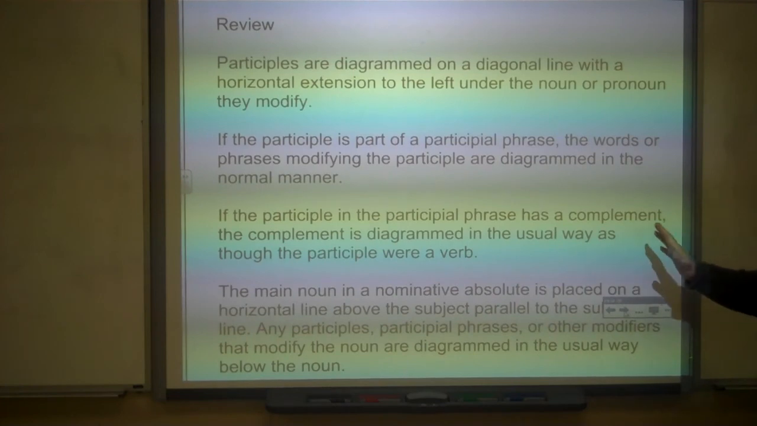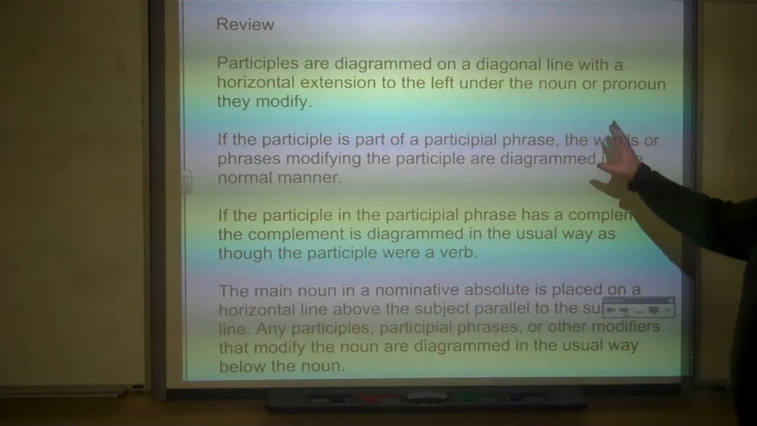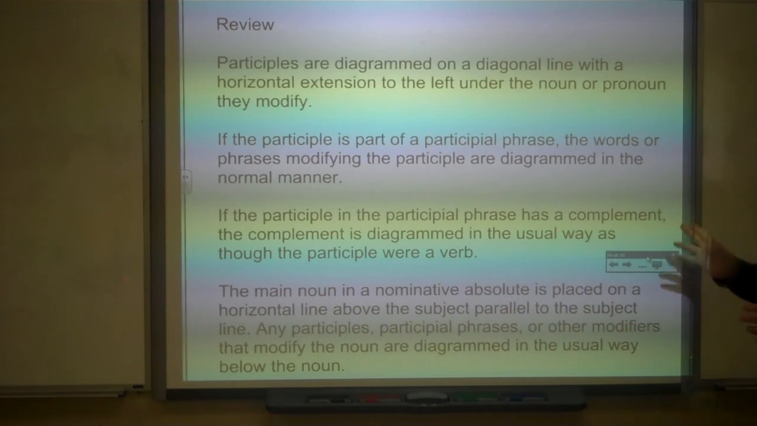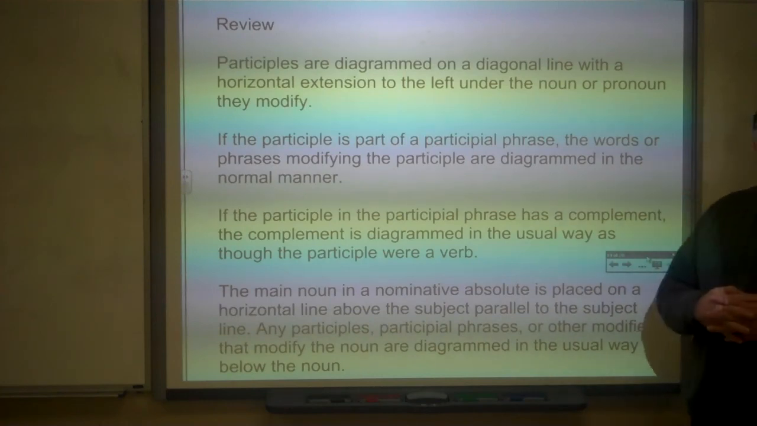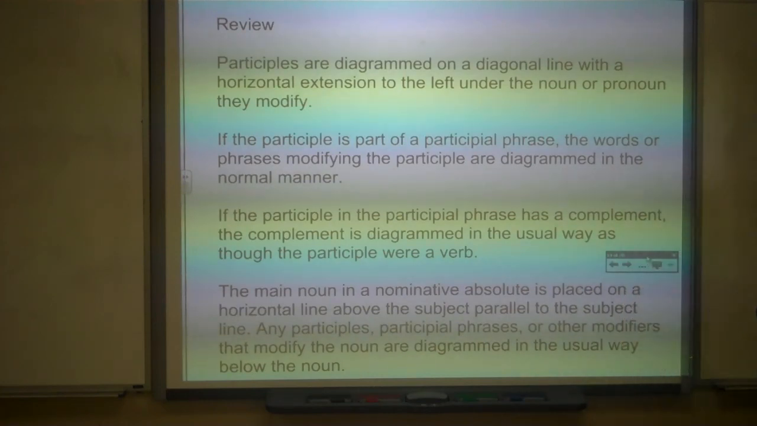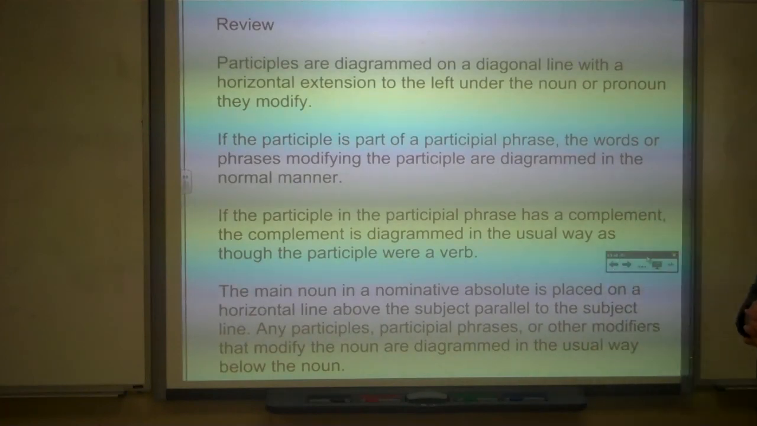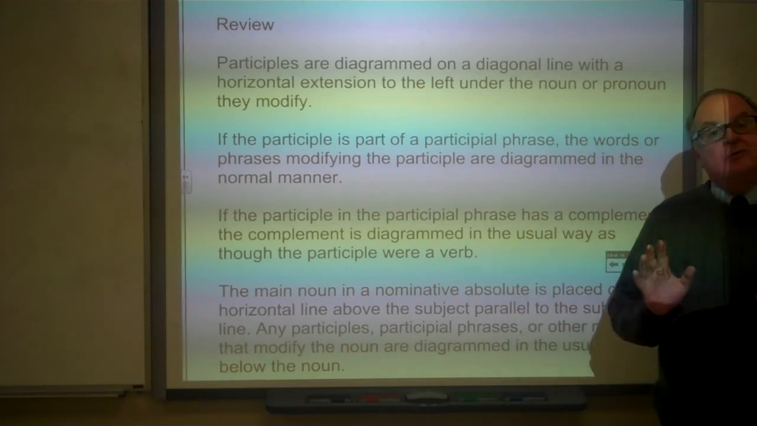Okay, so to review, very simply, participles are diagrammed on a diagonal line with a horizontal extension to the left under the noun or pronoun they modify. If the participle is a part of the participial phrase, the words or phrases modifying the participle are diagrammed in the normal manner. If the participle in the participial phrase has a complement, the complement is diagrammed in the usual way as though the participle were a verb.